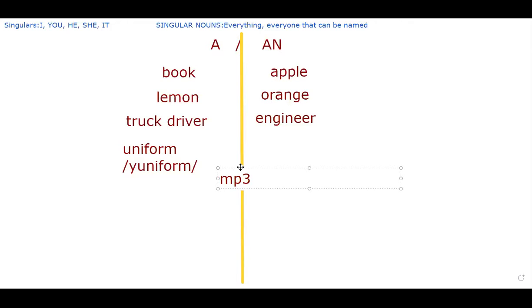Ahora tenemos este otro sonido. MP3. A la derecha. MP3. A la derecha. Exactly. An MP3. Porque el sonido de esta comienza con vocal. MP3. Very good. Si entendemos hoy que el uso de estos dos es solamente para singulares y se utiliza con base en el sonido del sustantivo.